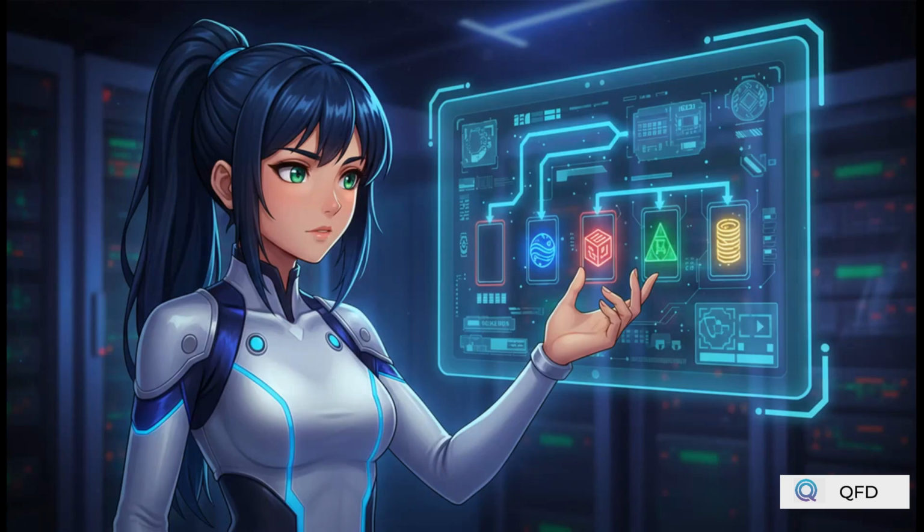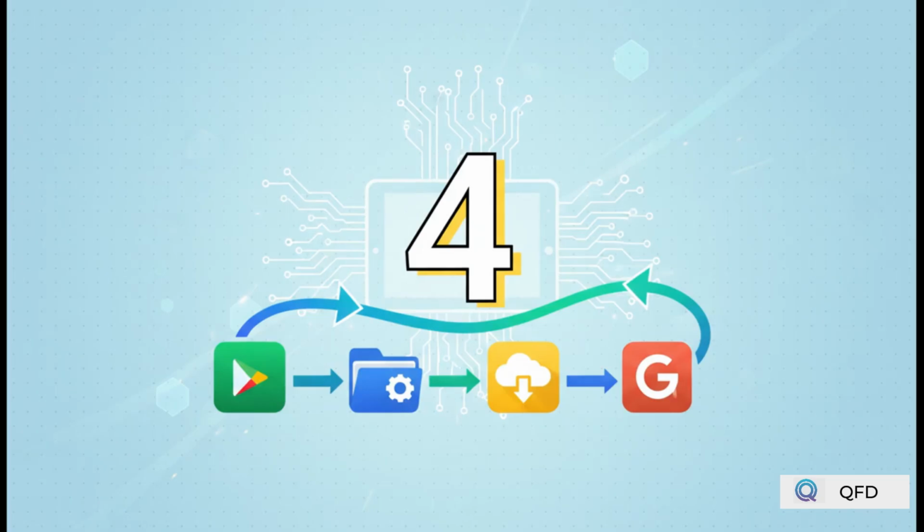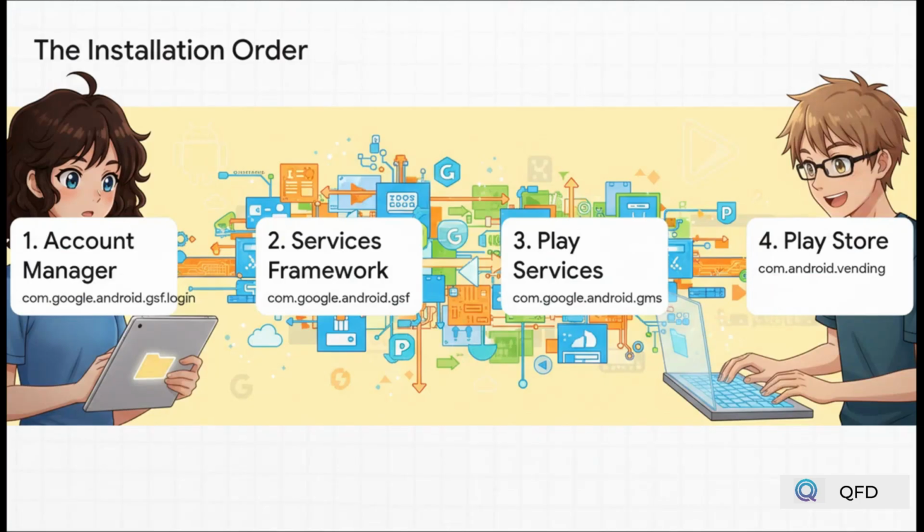Now for the most important part, the installation sequence. You have 4 files, and the order you install them in is absolutely critical. No messing around here. So you need to follow this order exactly. Head to your Files app, find the downloads, and install.